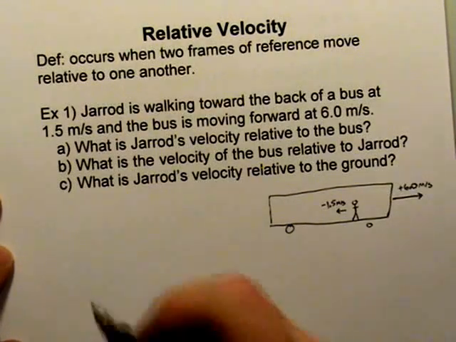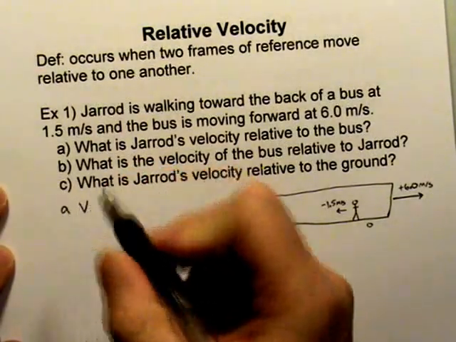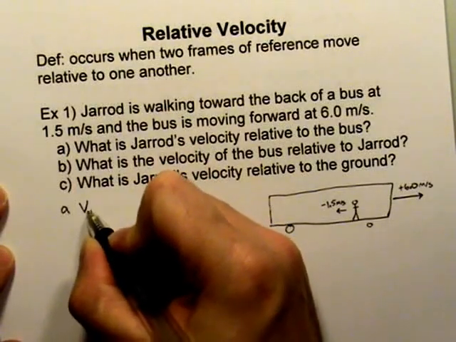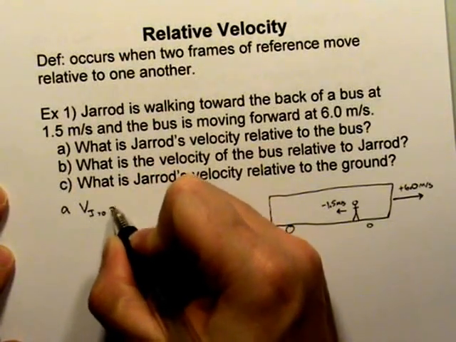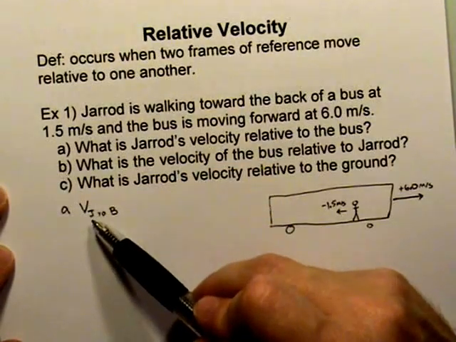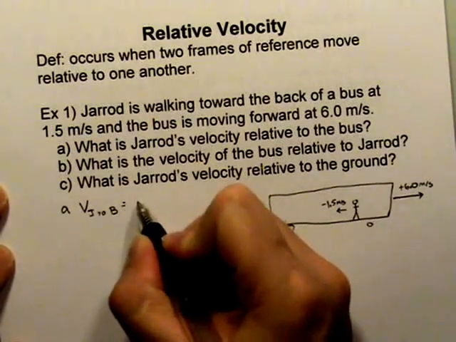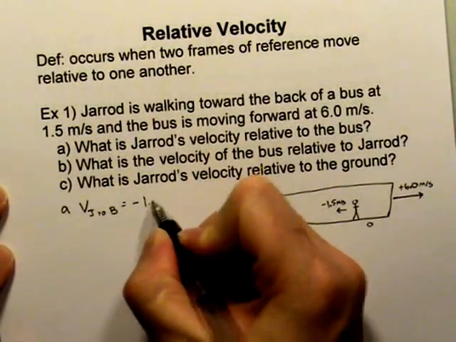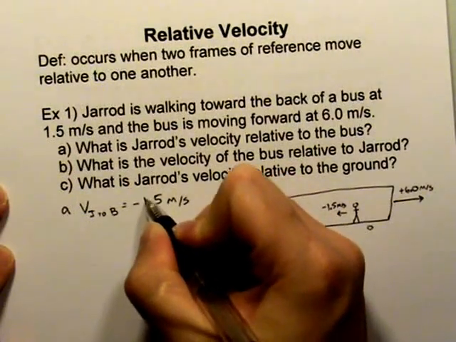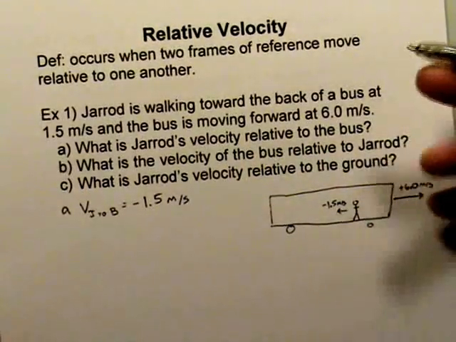And in that case, for A, we would say the velocity, and this is the notation that would be really ideal to use, we would say J to B. So this is the velocity of Jared relative to the bus. And in this case, that velocity would be negative 1.5 meters per second. Okay, and that's pretty standard.